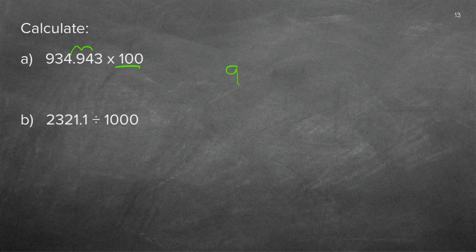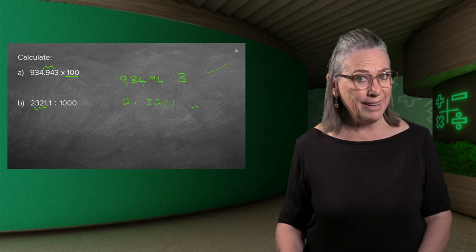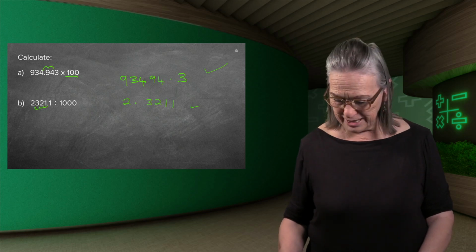So our answer will be 93494.3. Okay? And the same with division. So we've got the decimal there. So we've got 3, so it's going to go 1, 2, 3 to the left. So our answer will be 2.3211. Well done if you got that one correct.